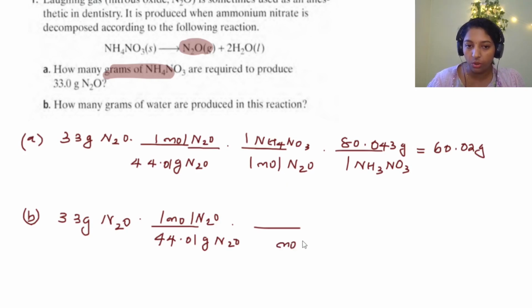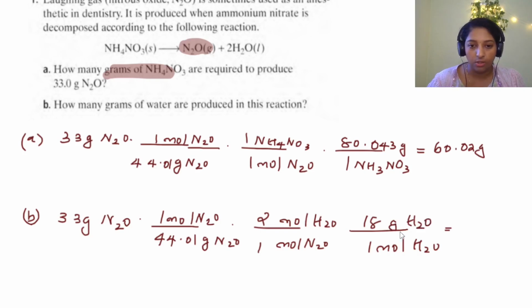So moles of N2O at the bottom and moles of water at the top. See the ratio: the water coefficient is 2 and the N2O coefficient is 1. That's it. Then the final conversion to grams: 1 mole of water is equal to 18 grams of water. So that's all. The whole thing will give the answer. I think it's 27.02 grams of water. So that's all for the stoichiometry.